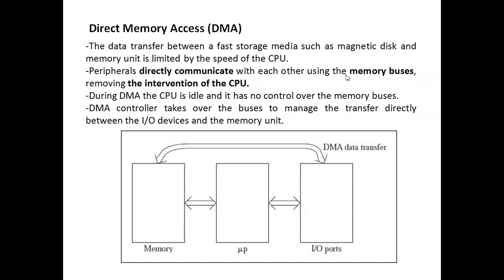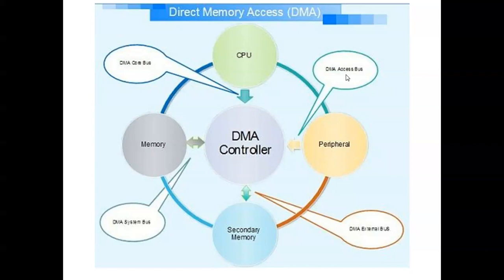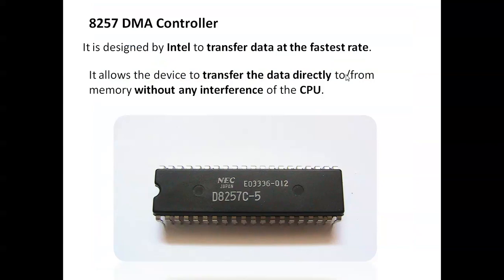So that DMA controller, through the DMA data bus or memory bus, the data will be transferred between input and output devices and the memory unit. So see the peripherals, secondary memory, and so many things. Without interruption of the CPU, using the DMA controller, they can access the memory.